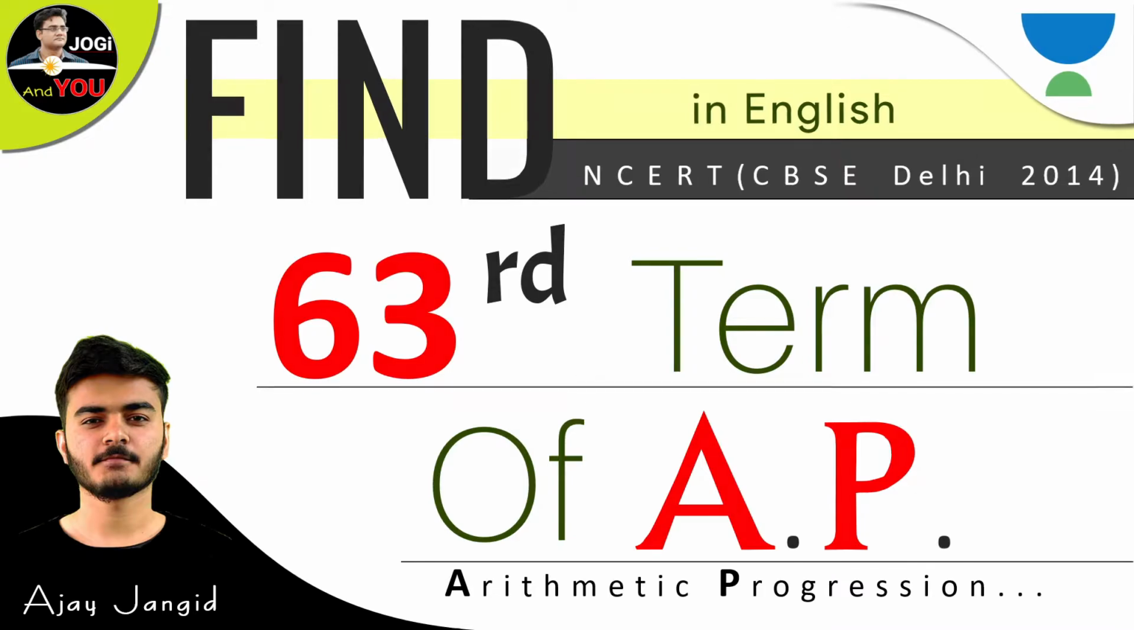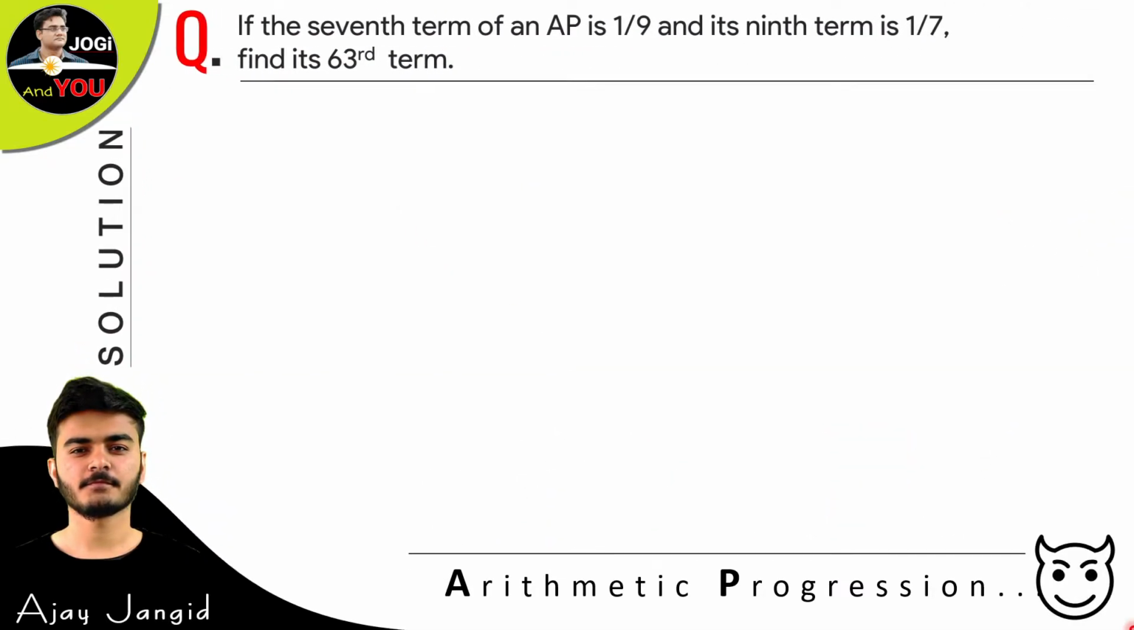So for solving this, let's put aside all the things. The language of the question is: if the 7th term of an AP is 1 by 9 and its 9th term is 1 upon 7, then find its 63rd term. Here we have neither the AP, nor the first term, nor the common difference, so how to solve it? Firstly, let's write all the given things. The 7th term, A7, is 1 by 9 and the 9th term is 1 by 7.